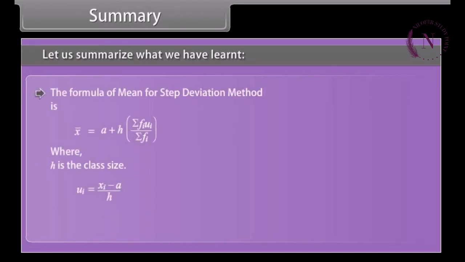The formula of mean for the step deviation method is assumed mean plus h multiplied by summation of fi ui divided by summation of fi, where h is the class size, and ui equals (xi minus a) divided by h.